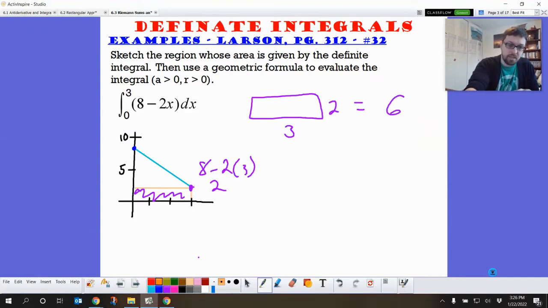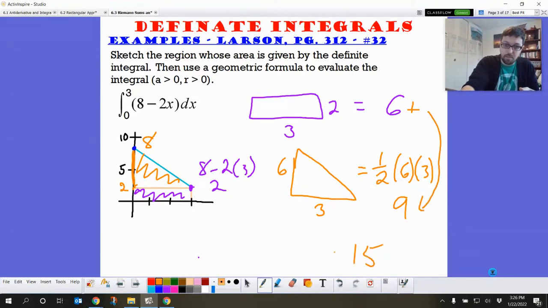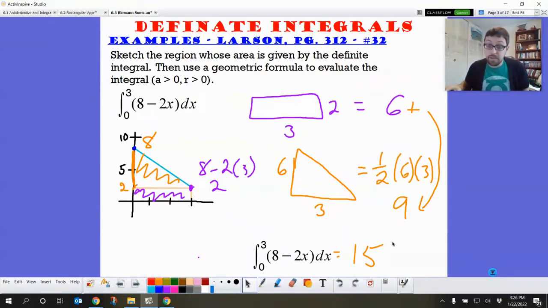Well, and then we've got this right triangle. We know that the base of that triangle is 3. And then we've got this space over here. We already established this as 2. And we know that this has got to be 8. So the height of this thing is 6. So the area of this piece is just 1/2 times 6 times 3. So that is 9. So the area that we get is 6 plus 9, which is 15. But guess what? That's what this thing is. Done. So that area underneath the curve is just 15.